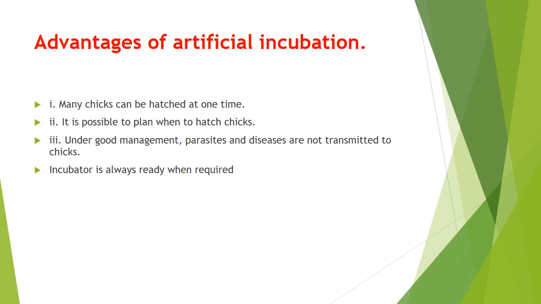Now, you need also to understand what are the advantages of artificial incubation. Number one, many chicks can be hatched at a time. You can hatch even 1,000, 10,000, depending on the size of your incubator. Number two, it is possible to plan when to hatch the chicks because in this case you don't require a broody hen. So it is possible for us to hatch at any time, the time that you can plan.